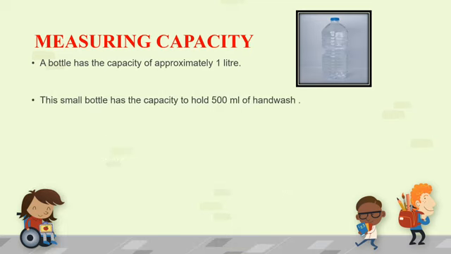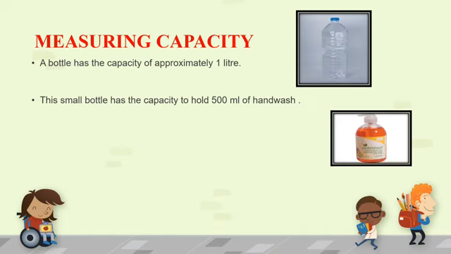This bottle, it's a small bottle, okay, and has the capacity to hold 500 ml of hand wash. Now when you see the picture, you will understand with the size whether it is having the capacity of liter or milliliter. So here we understand that this is a small bottle which has the capacity to hold 500 milliliter of hand wash. So that means milliliter is smaller in quantity than liter. Okay, it is lower in holding the capacity than liter.